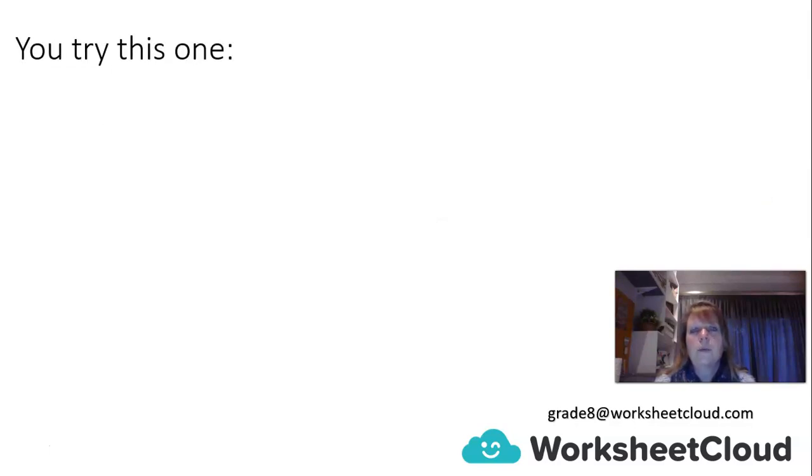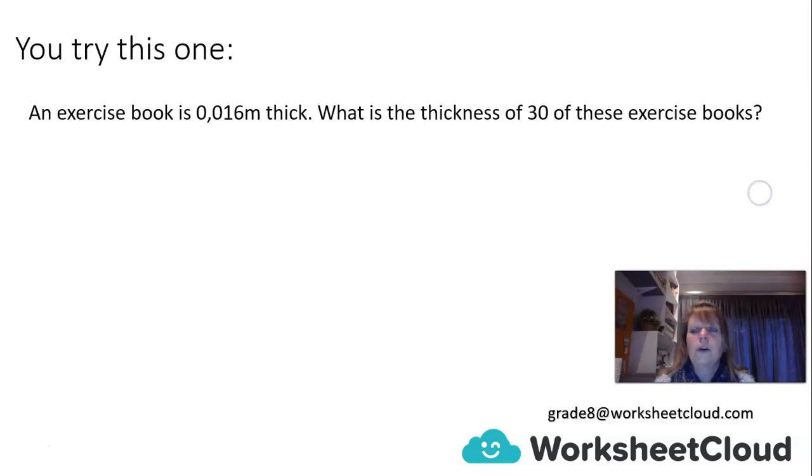Right, let's look at another one that you can try. Here we go. An exercise book is 0,016 meters thick. What is the thickness of 30 of these exercise books? Okay, so pause the video again. You try and work it out. Remember the use of that equal sign, just making sure that each line is equal to what's above. You work it out, and when we come back, we'll go over it again. Okay, so pause the video for now.